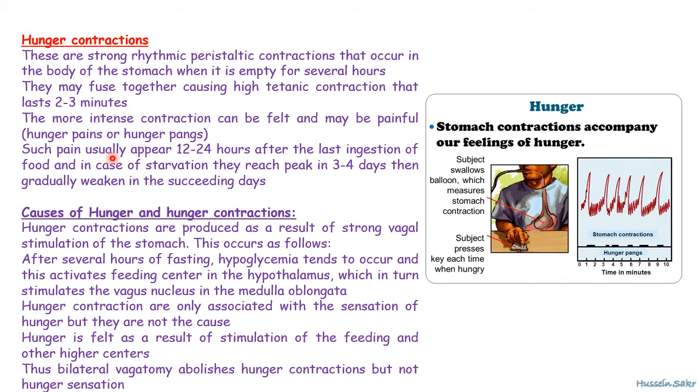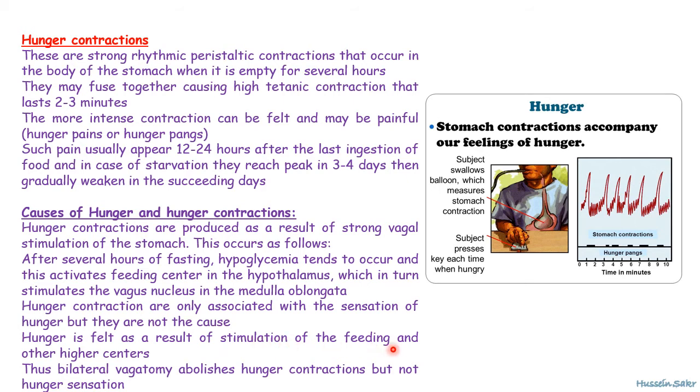Sometimes they become painful and are named hunger pangs. In case of starvation or absence of food, the hunger contraction reaches its maximum or peak in 3 to 4 days, then gradually weakens in the succeeding days.